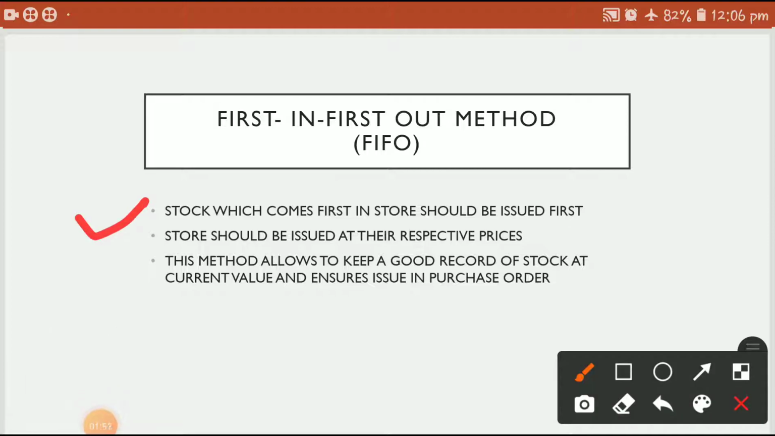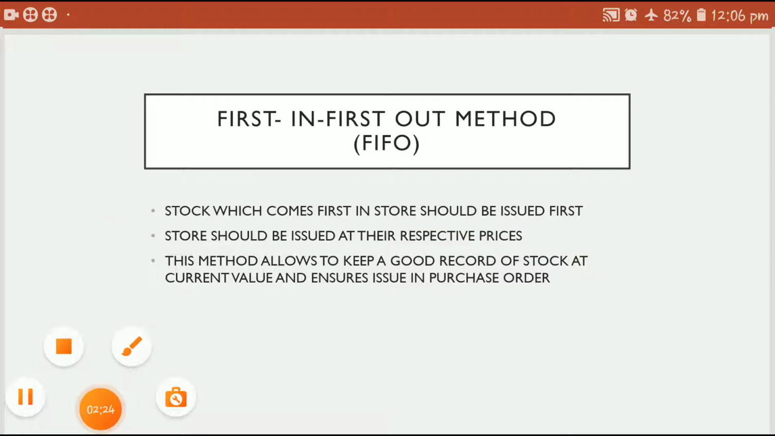First is, stock which comes first in store should be issued first. That means the stock of raw material which we are receiving and keeping stored in warehouses or anywhere else should be issued first to the manufacturing units for production. That means the material which is coming to you first will be issued first.